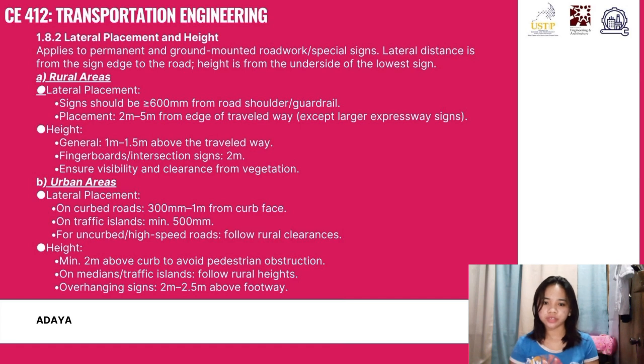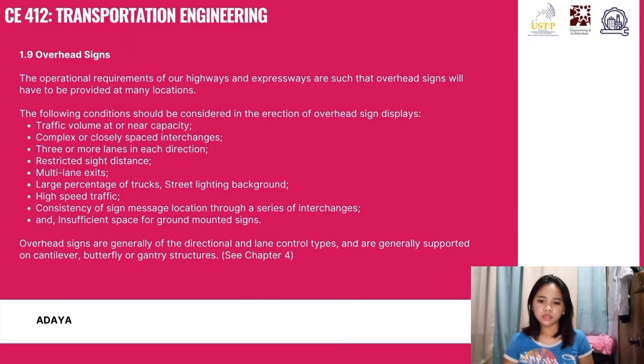And B is the urban areas. The lateral placement on curbed roads is 300 to 1 from the curb face. On a traffic island, at least 500 minimum. For uncurbed or high-speed roads, follow rural clearances. In terms of height, the minimum is at least 2 meters above the curb to avoid pedestrian obstruction. On medians or traffic islands, follow rural heights, and then an overhanging sign is at least 2 meters to 2.5 above the footway.